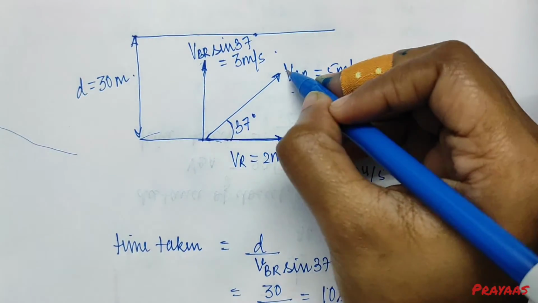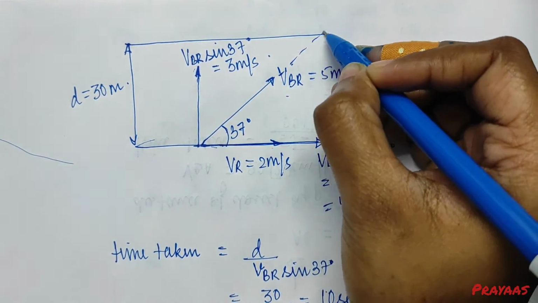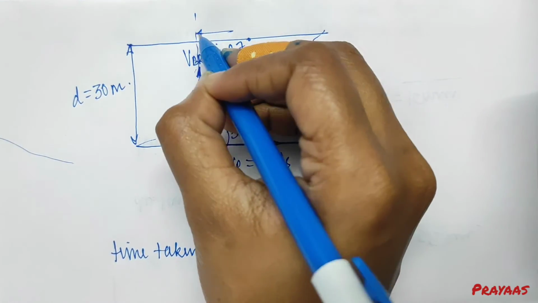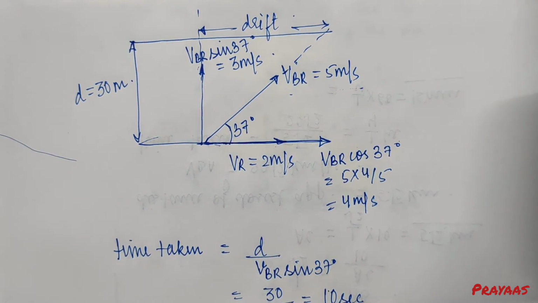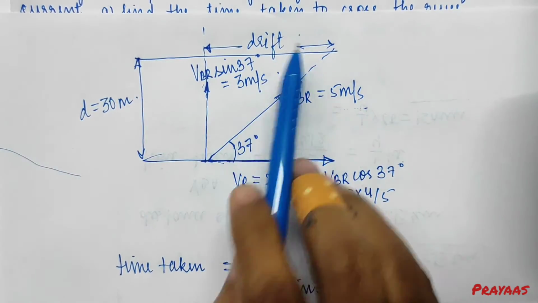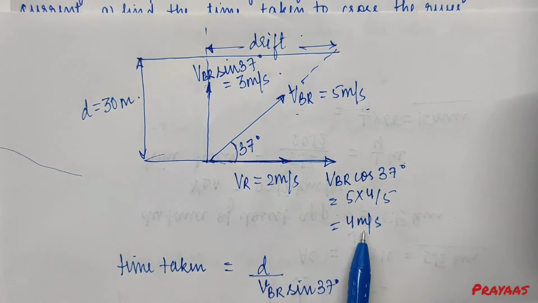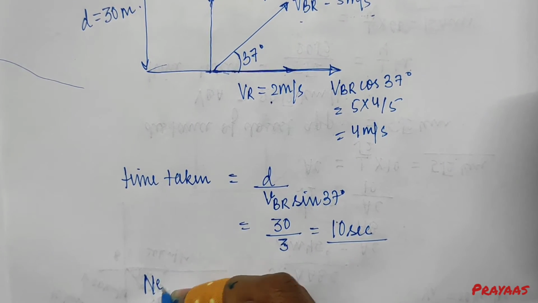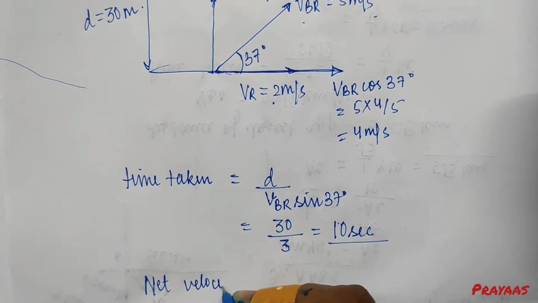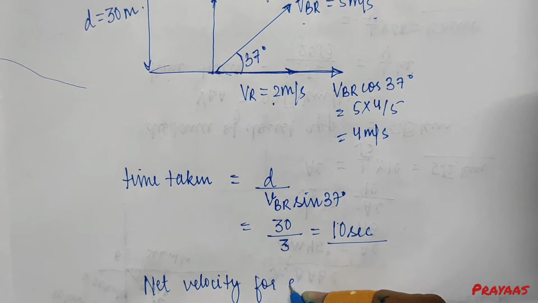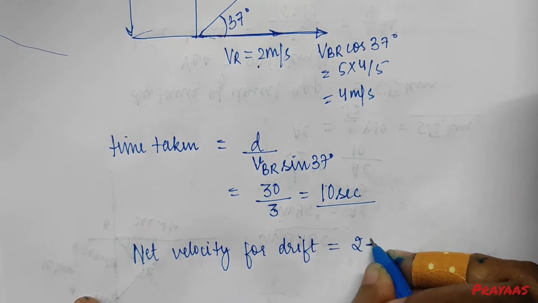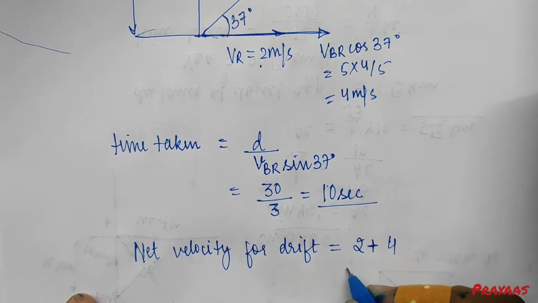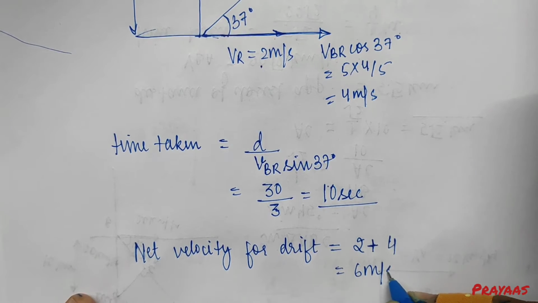Okay, the drift of the boatman will be this distance from here to here, that is the horizontal distance moved by it. This is the drift of the boatman. So for calculating drift, the velocity in the horizontal direction will be 4 plus the velocity of the river as well. So the net velocity for calculating drift will be 2, that is the velocity of river, plus the velocity of boatman in this direction, that is 4. It will be 6 meter per second.